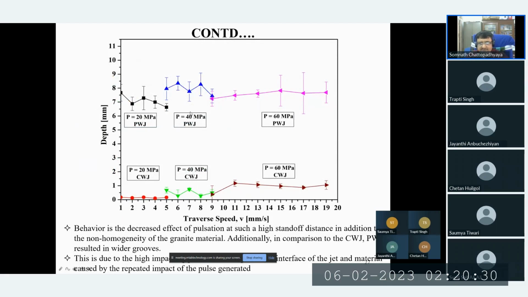So these are some of the behavior patterns. This is 20 megapascal, this is 40 megapascal, and this is the depth, and this is the traverse speed, and 60 megapascal, and according to that it is plotted in different graphs, so that we know the behavior pattern at different traverse speeds and depth combinations, and what kind of combination we can get with the different speeds. So multi-dimensional process parameters will give different results. So a complex design of experiments has to be carried out.